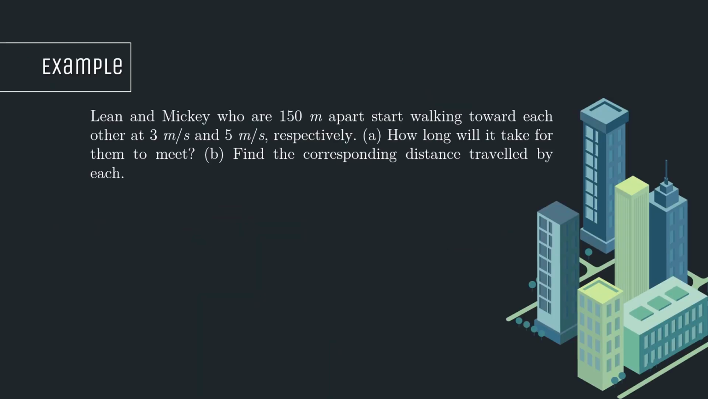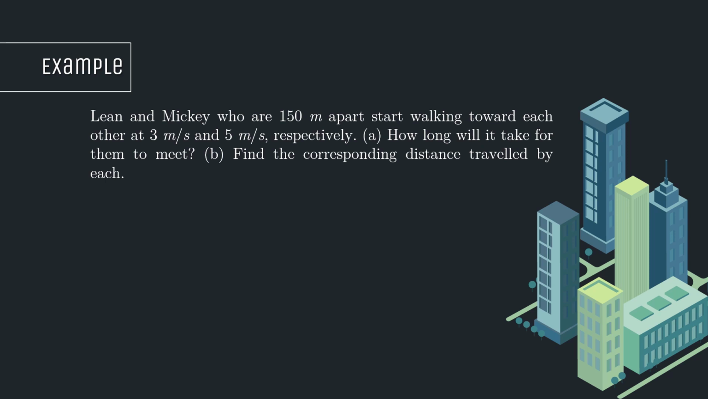For our first example, Lian and Mikey, who are 150 meters apart, start walking toward each other at 3 meters per second and 5 meters per second respectively. How long will it take for them to meet? Find the corresponding distance traveled by each.